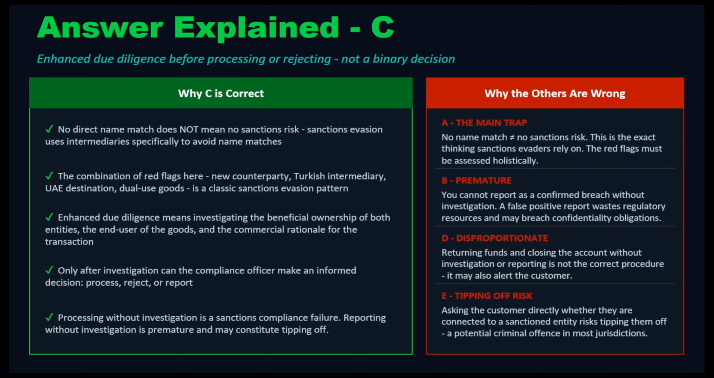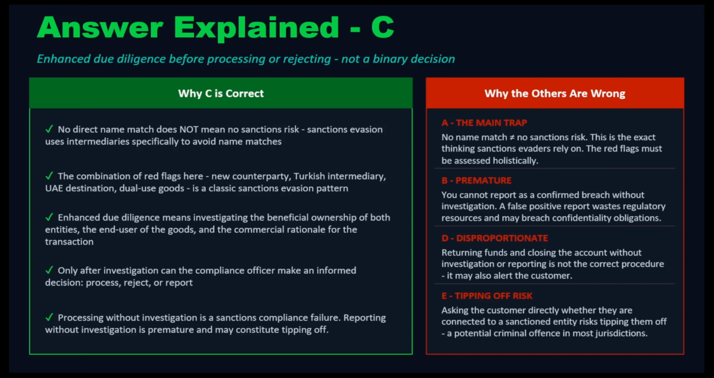Option B is premature. You cannot report a confirmed breach without investigations. Filing a false report wastes regulatory resources, and of course resources within the organizations as well. Option D, which is returning the funds and closing accounts without investigation or reporting, is not the correct process. It also risks alerting the customer that something is wrong. Option E, the fifth option, asking the customer directly whether they are connected to a sanctioned entity, risks tipping them off. In most jurisdictions, that in itself is a potential criminal offense.